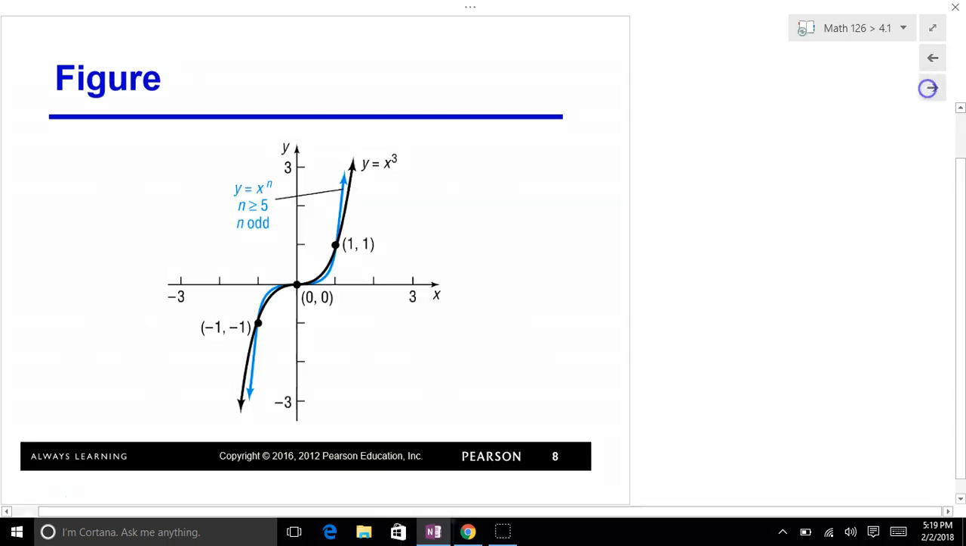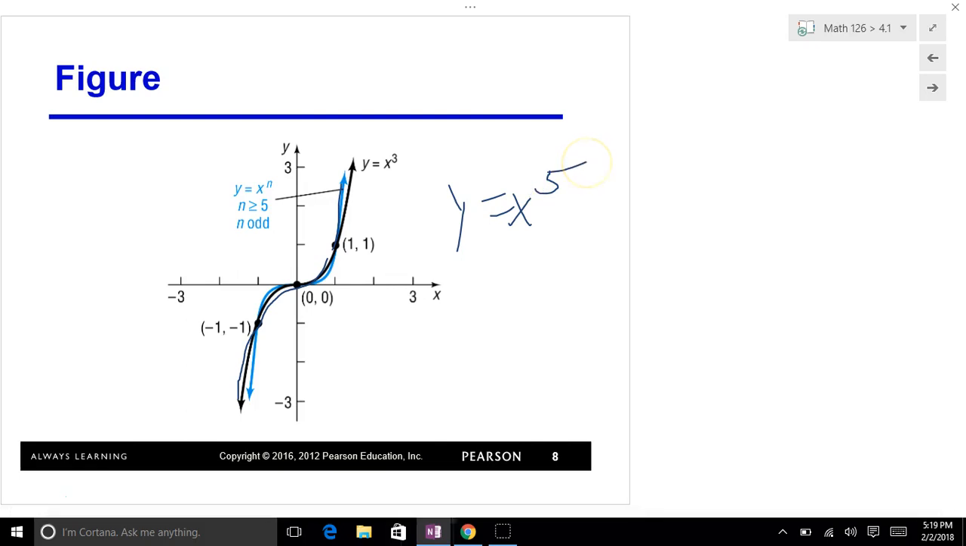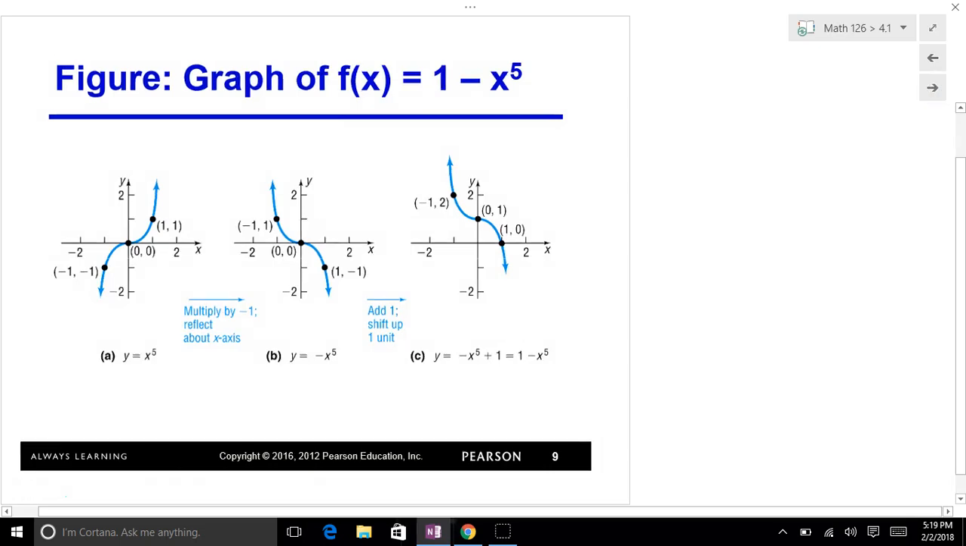If you look at an odd function like x to the third, so here's the classic odd function x to the third. If you increase it to another odd function like x to the fifth there in blue, again, it kind of increases a little slower until it hits that (1, 1), then it takes off and it increases more rapidly for the odd functions there.